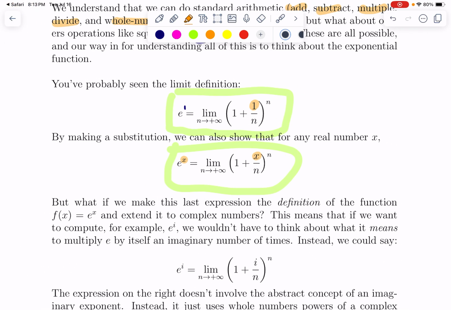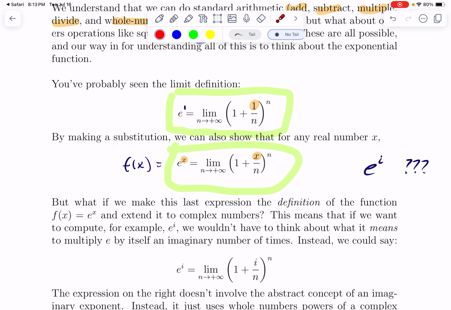So now, what if we think of this as a function f of x, and we want to apply it to complex numbers? What if I wanted to know what is e to the i power? Now, if we need to think about this based upon the traditional definition of exponents, e times e times e a certain number of times, that doesn't really make sense with an imaginary power. Frankly, that doesn't even make sense with negative powers and fractional powers and irrational powers. We've found ways around this, and we'll continue to find ways around this with imaginary numbers.